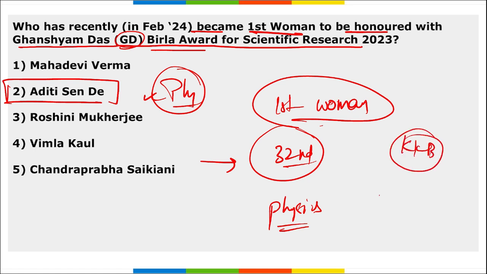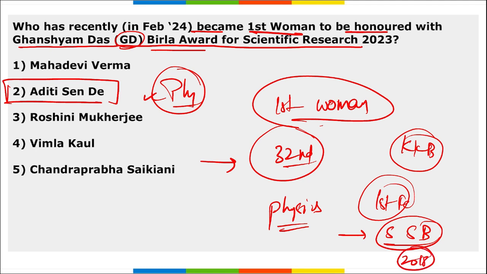Correct. And she was also the first female to receive the Shanti Swarup Bhatnagar Prize for Science and Technology in 2018. So she became the first woman to receive 2 awards, that is the Shanti Swarup Bhatnagar Award in 2018, that was for science and technology, and again the GD Birla Award for scientific research in 2023.